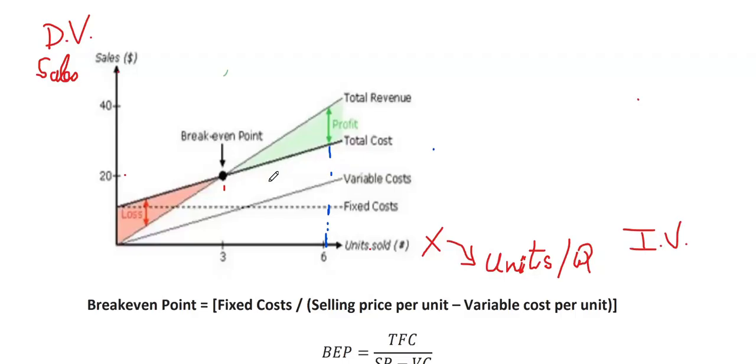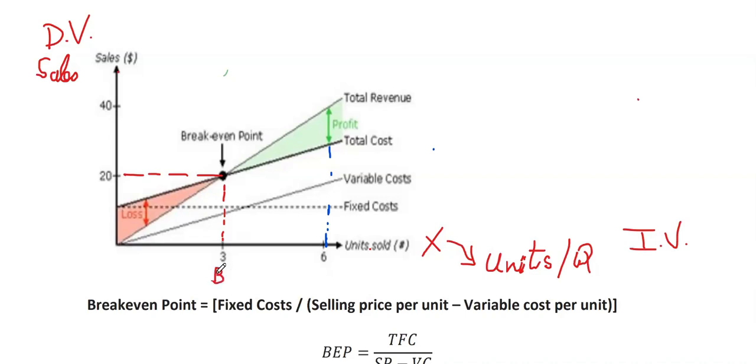Can you identify here, class, what is the break-even point? 3 units. 3 at 20 sales. Very good. So it's going to be 3 units and $20 in sales. So the break-even point is 3 units. That's the break-even quantity. And at that break-even point, the company makes what?